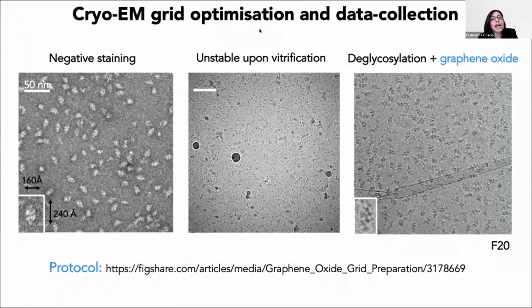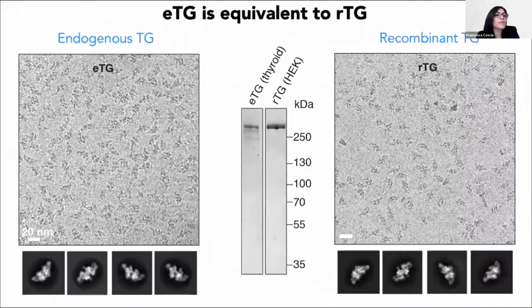So as you can see, for unsupported ice, the protein was completely denatured at the air-water interface. So after testing a number of conditions, our golden combination was to use a mild deglycosylation and graphene oxide supported grids. So this procedure worked for both endogenous TG and recombinant TG. And as you can see from the 2D class averages, they really look similar. This was a very important step in the project because it means we can perform biochemical studies on recombinant TG with confidence.